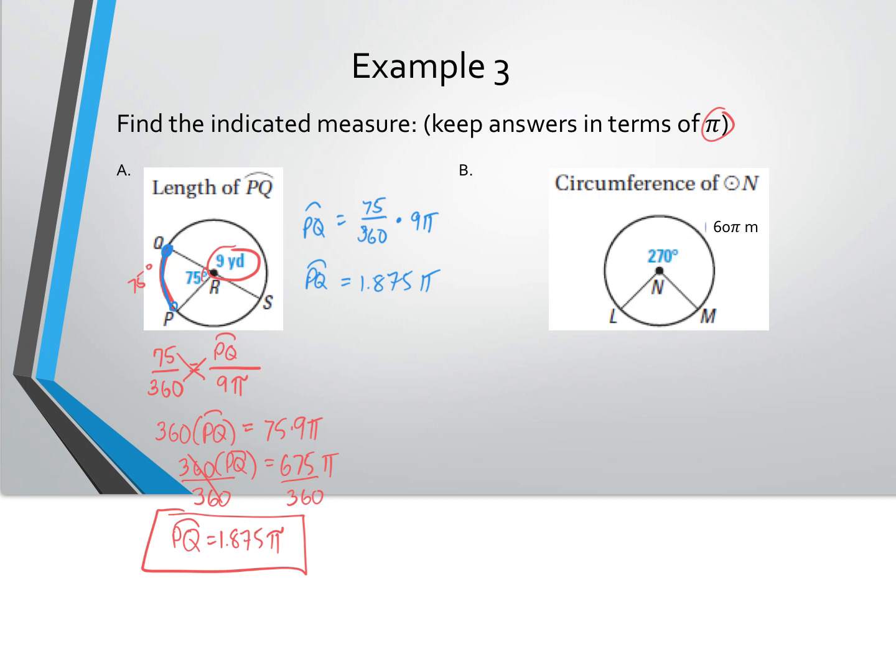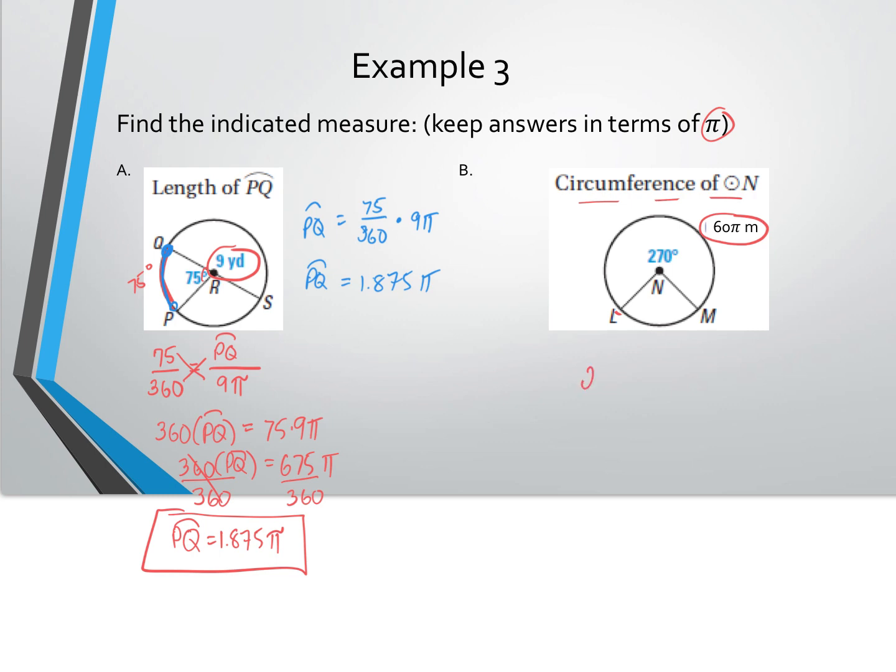The second one says B, and the circumference of circle N is what we're looking for. So we're looking for circumference. Notice that they gave us this arc length here, and they gave us that this angle here was 270. So let's think about it a little bit more this way. That length is 60 pi meters here.